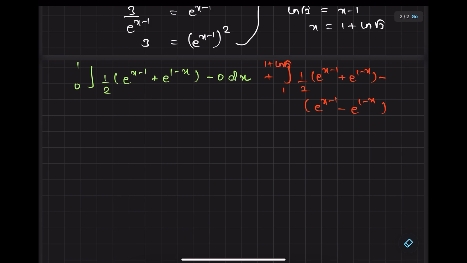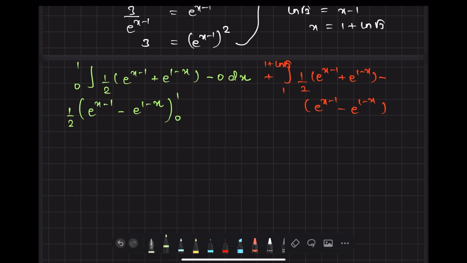So 1 by 2 is a constant. We will take it outside. First we will focus on the green part. So 1 by 2 outside, and integration of e power x minus 1 is e power x minus 1 only, and integration of e power 1 minus x will be minus of e power 1 minus x. If you take this thing as z, things are done. So this is the first part.